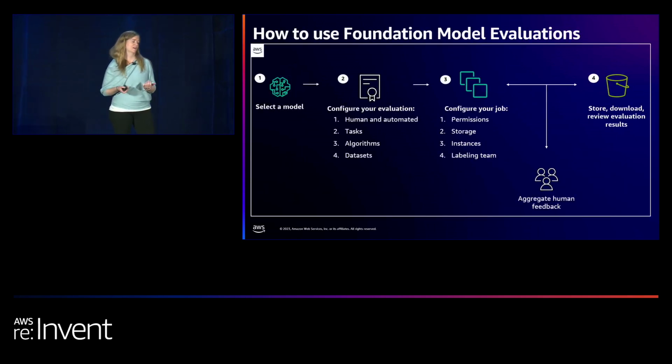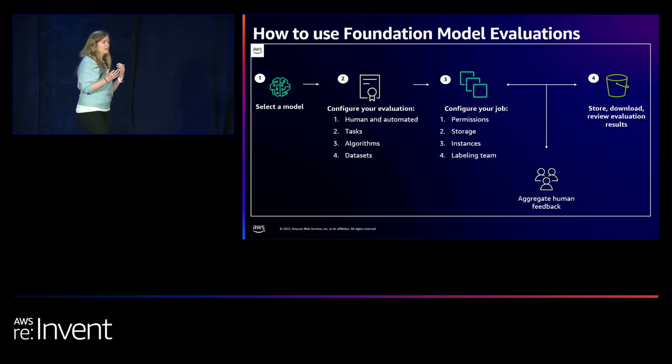Now, how does this work? So the first step in using this capability we're launching is, of course, first selecting a model. So in the managed web application, the flow that's available in SageMaker Studio, you'll start by pointing at any model in SageMaker Jumpstart or any model you have hosted in SageMaker. If you are using the Python SDK, you can point to any model hosted anywhere. So you can point to Bedrock. You can also point to an OpenAI model using our custom examples.